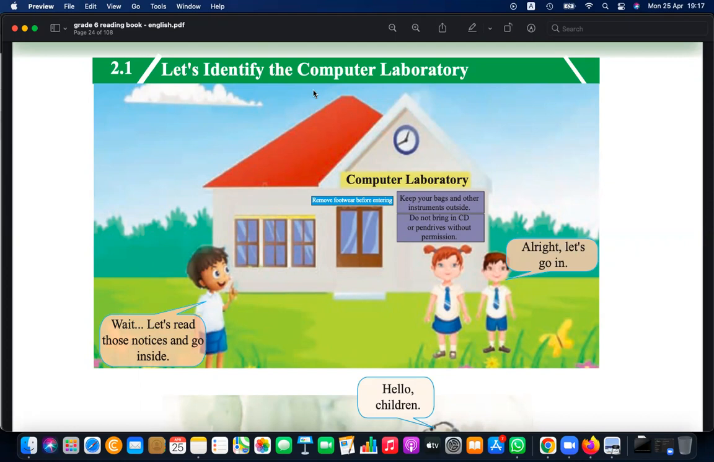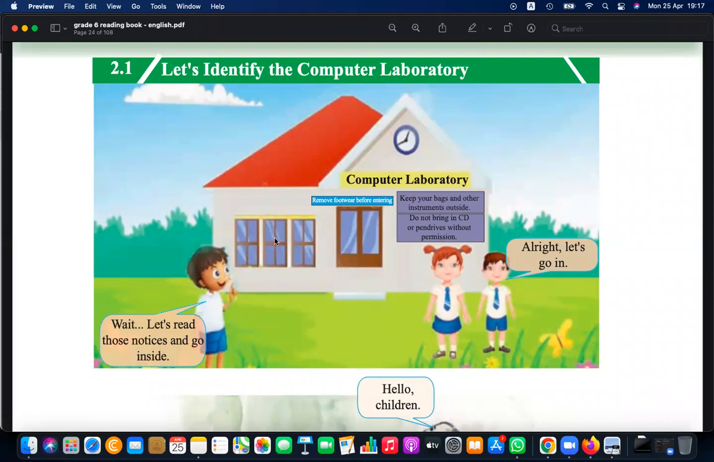Anything else? Controlling dust and controlling the temperature. Anything else? Control the heat in the ICT laboratory. Yes, control the heat. That is for sure.